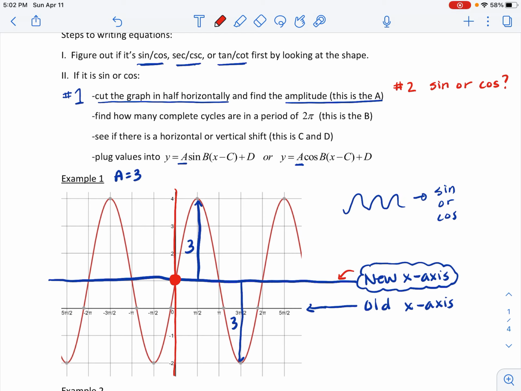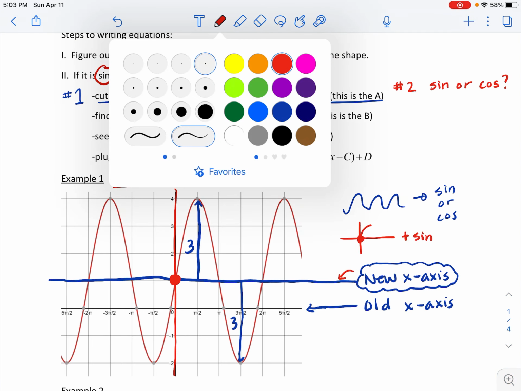What do I know about a graph that starts at the origin and goes up? That's a sine graph. And not only is it a sine graph, this is a positive sine graph. So look, I know that this guy is going to be a positive sine graph with an A that's equal to 3.